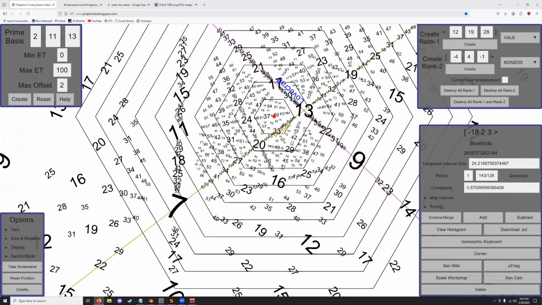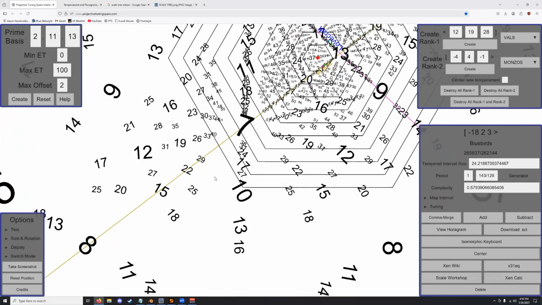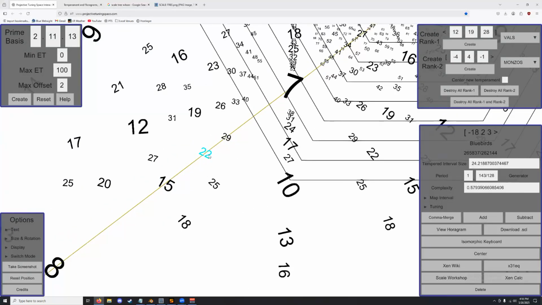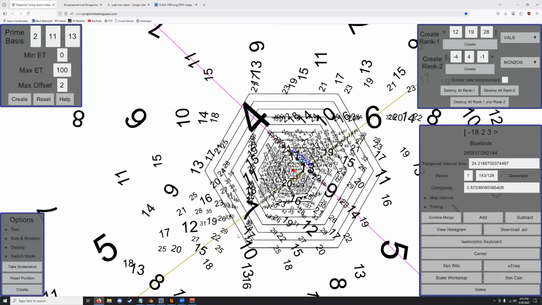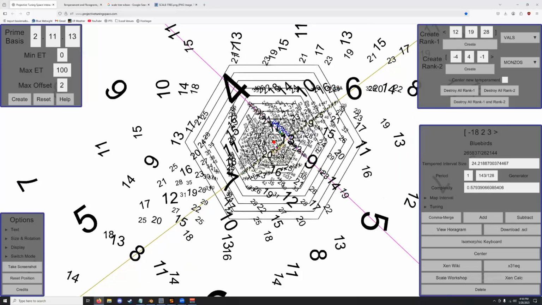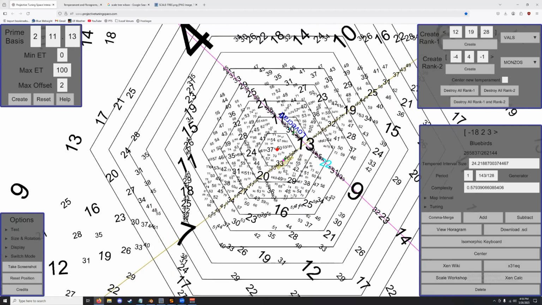Tetracot would be in here, there's the 27, 34, 41. Down here on the other side is where the porcupine type stuff is, with 22, 15, 7, 8. But really what's interesting is that you see the same sequence of numbers in different places. Yeah, the five limit stuff is kind of wild and inconsistent in this area, but the 2, 11, 13 is pretty good.